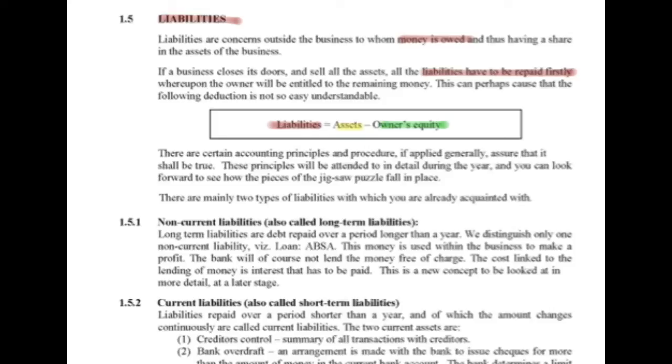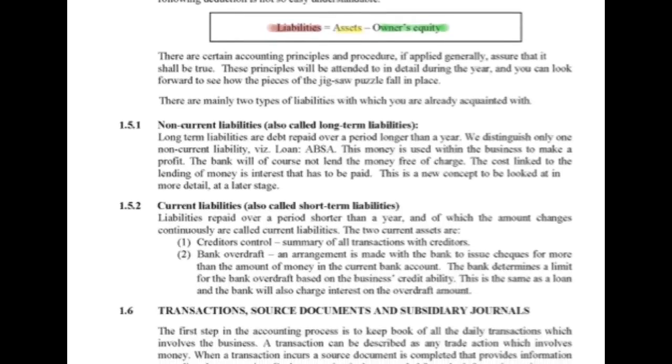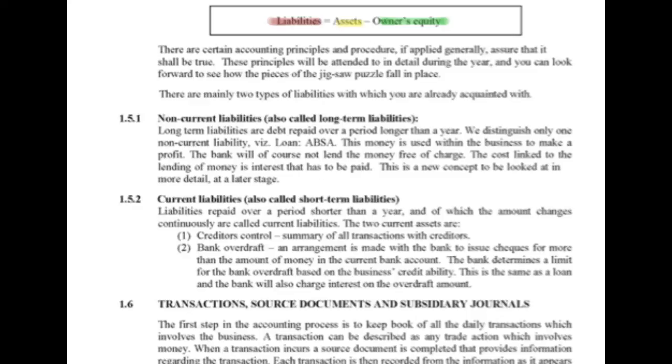For now, you only need to know the general things about liabilities, and that is that there are two types of liabilities, which you already actually know. Firstly, you get your non-current. So again, current means now, non means not now. So your not-now liabilities, or in other words your long-term liabilities, are debts repaid over a period longer than a year. We distinguish only one non-current liability, and that's in the form of a loan.